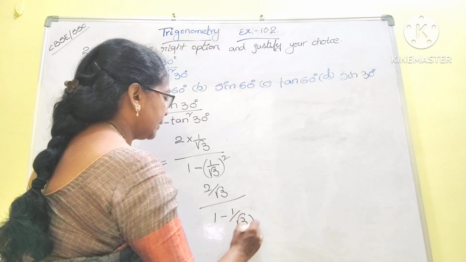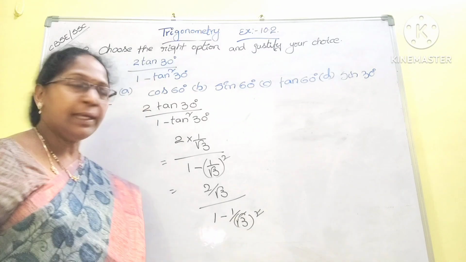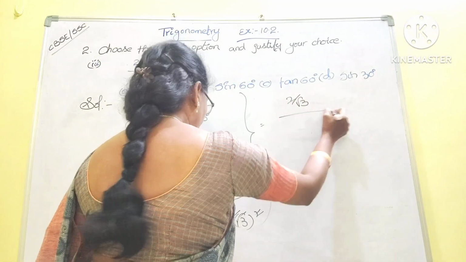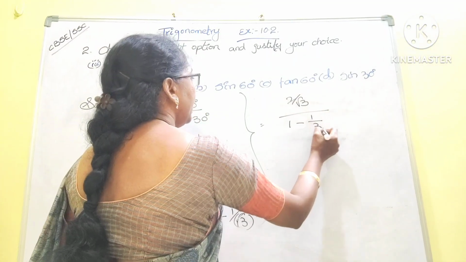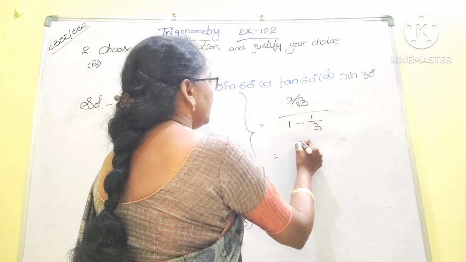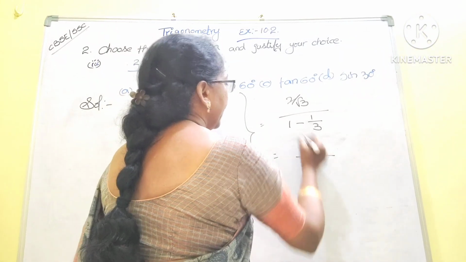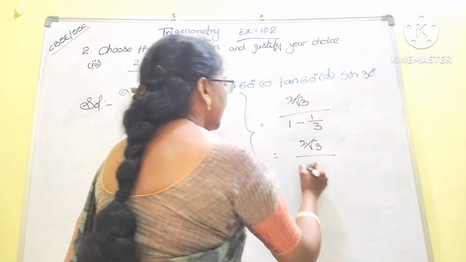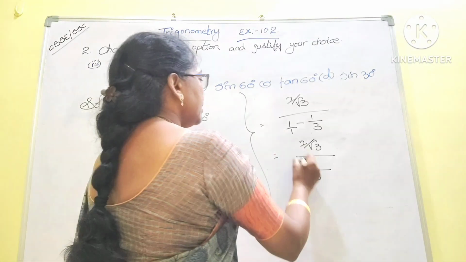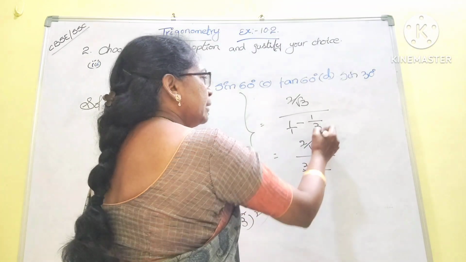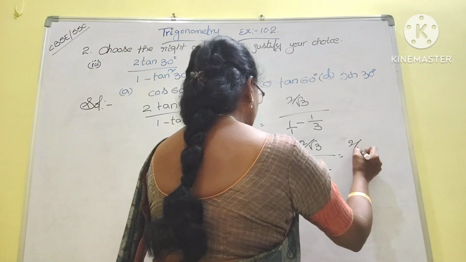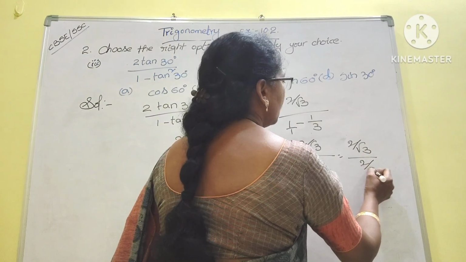Here you can show it like this: square and square root will be cancelled. Next, continuing, you write 2 by root 3 by 1 minus 1 by 3. Here root 3 whole square equals 3. So 1 minus 1 by 3. The numerator value is 2 by root 3, and here 1 minus 1 by 3. Find the LCM, where the LCM is 3. Here 1 is nothing but 1 by 1. So 3 minus 1 over 3, which gives 2 by 3. That equals 2 by root 3 by again 2 by 3.